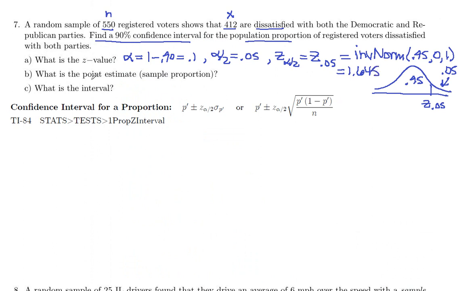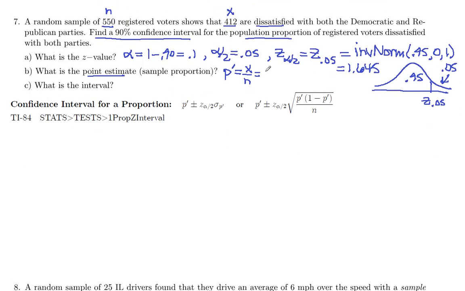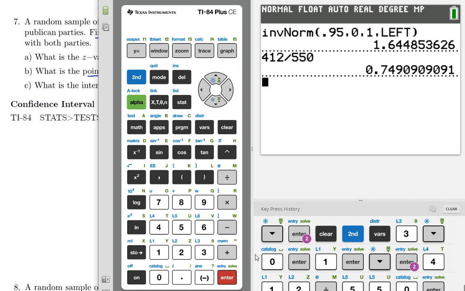Part B, we need our point estimate here, which is the sample proportion. So the sample proportion, that's the p prime here. And p prime is x divided by n, so successes out of total. So for us, that's 412 out of 550. Let's compute that. 0.74909, so 0.749.